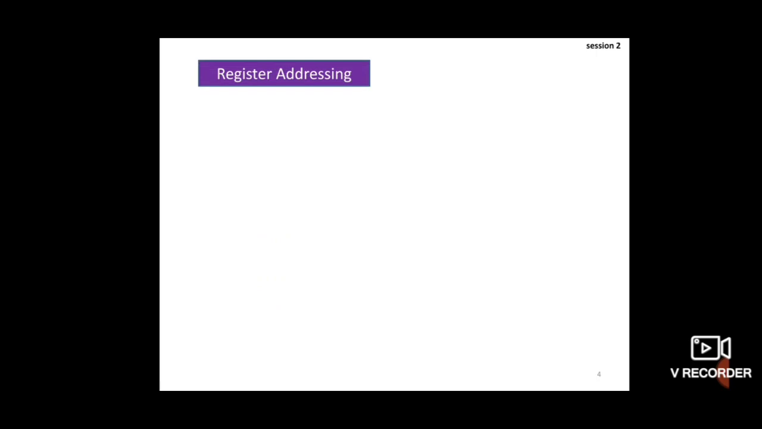Next is register addressing. Now you know what a register is. In the 8085 microprocessor, how many general purpose registers are there? 6: B, C, D, E, H and L. These general purpose registers are used in register addressing instructions. Register addressing instructions are always single byte instructions. You know single byte is also called 1 byte.